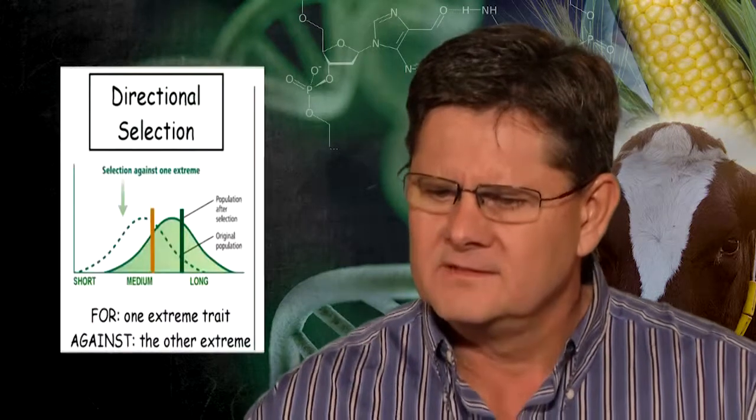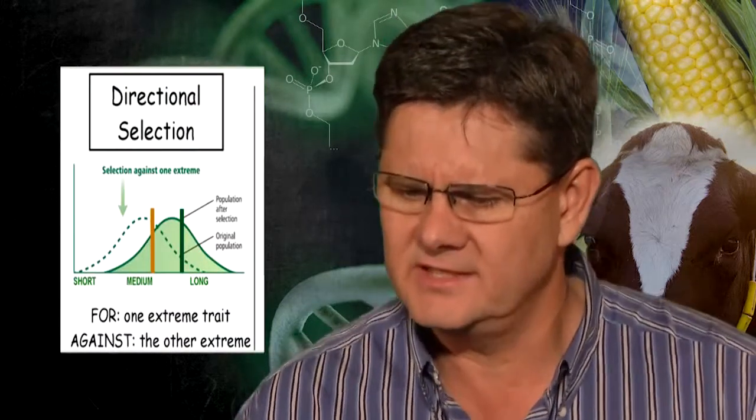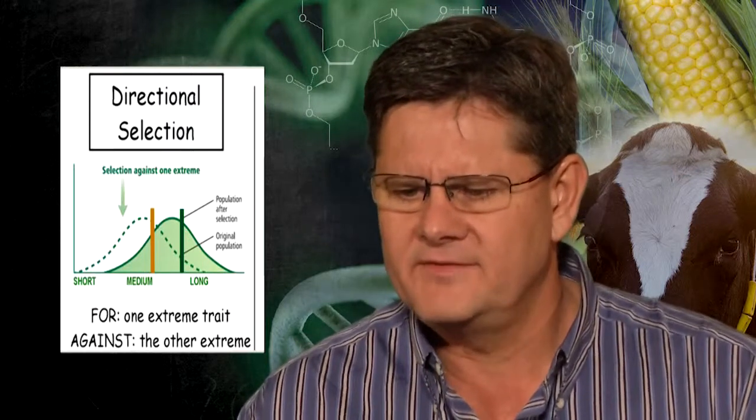We're going to look at the way that it's been implemented in agriculture. And the other one is we've got disruptive selection. What is the main reason? Why does it exist? So in directional selection, if you look on the screen, you will see that there's an orange line above the mean.